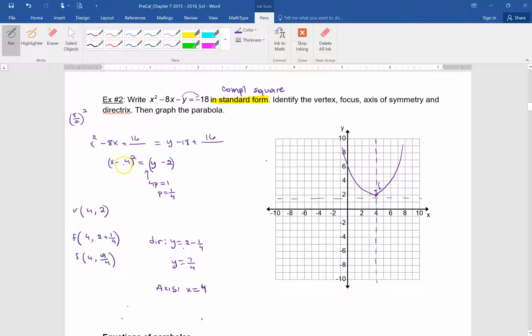Okay? Any questions? All right. Now, the closer the focus is to the vertex, the wider the parabola will be. Okay? Okay.